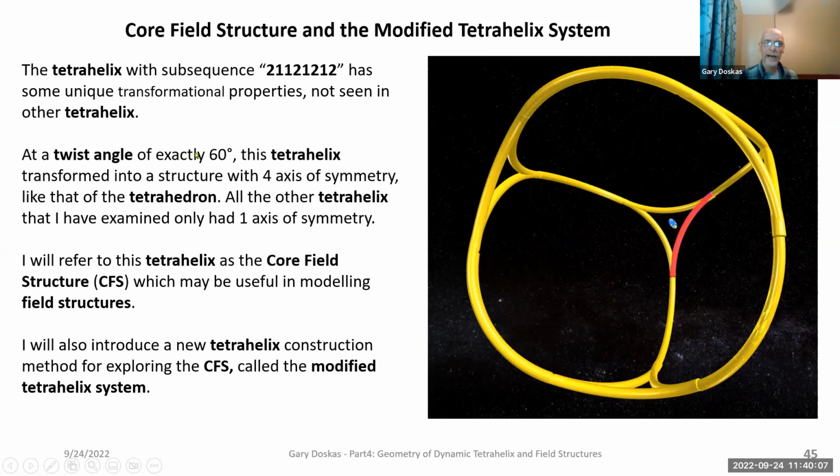So at a twist angle of exactly 60 degrees, this tetrahelix forms into a structure that has 4 axes of symmetry, like that of a tetrahedron. And all the other tetrahelix that I've examined so far only had 1 axis of symmetry. And I'll be referring to this tetrahelix as a core field structure, or a CFS. And this may be useful in modeling field structures. And I'll also introduce a new tetrahelix construction method for exploring the CFS called a modified tetrahelix system.